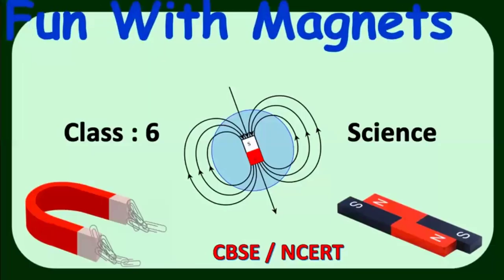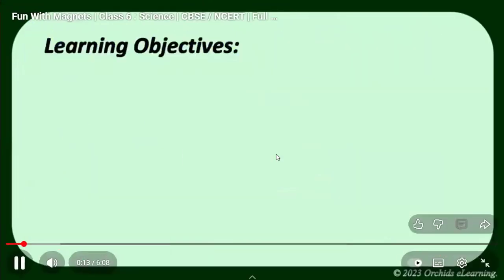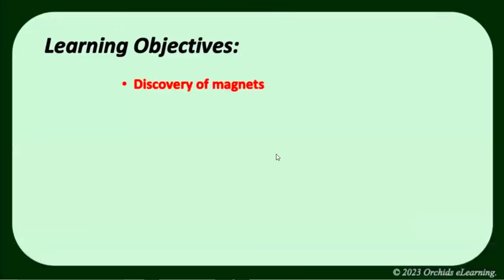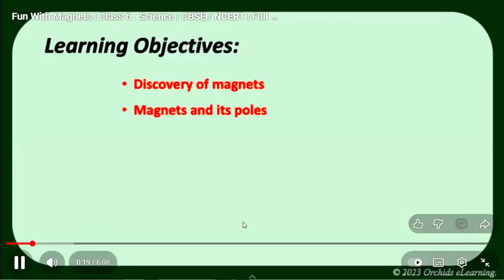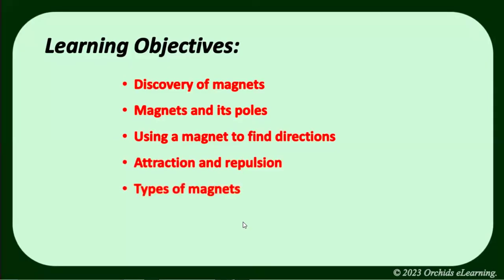Fun with magnets. Class 6. Science. Diana, are you able to hear the audio? Learning objectives. Yeah. Okay. Discovery of magnets. Magnets and their poles. Using a magnet to find directions. Attraction and repulsion. Types of magnets. Care of magnets. And uses of magnets.